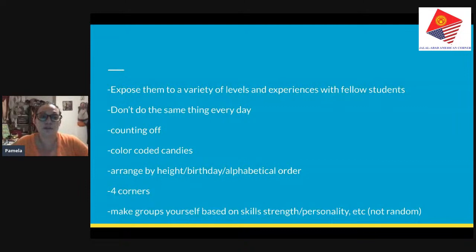You can also, this takes a lot of care and a lot of paying attention, and it takes some time also. It takes time from when you first meet them to when you do this. And it also takes time to do, because you have to really look through your list of who's in your class. But you can create groups yourself based on skill, strengths, and personality.